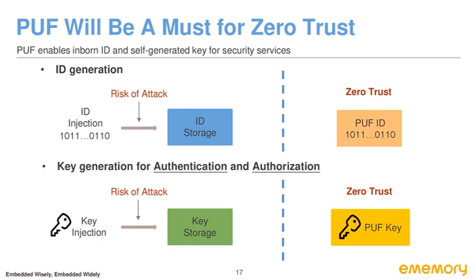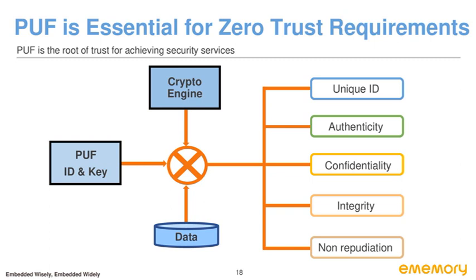On page 18, the key in the PUF can be used with a crypto engine to provide comprehensive security services, as shown on page 18, such as unique identity generation, authenticity, confidentiality, integrity, and non-repudiation, which are essential for a zero trust network.